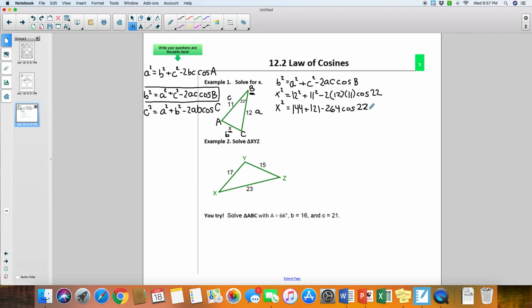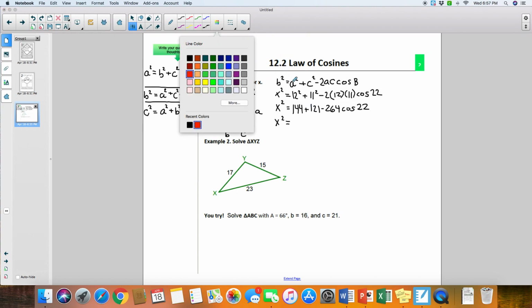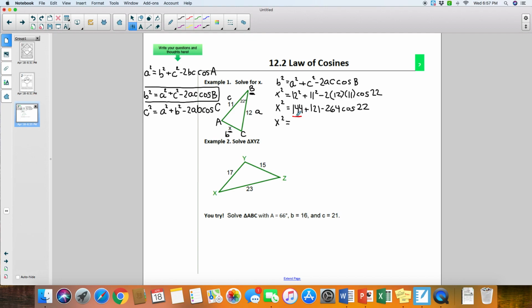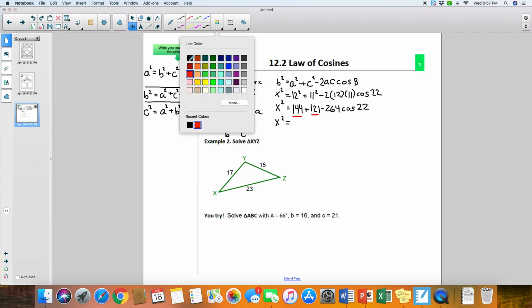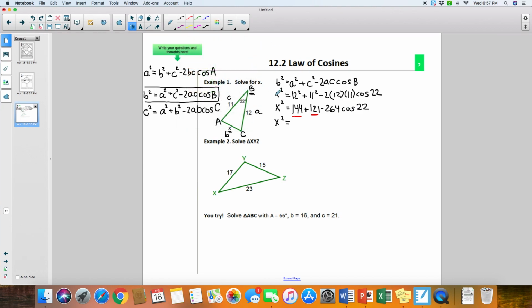And then, of course, that's still times cosine of 22. All right, and then I would just simplify some more. I would combine my like terms. Right now I have 144 and 121 that are alike. I haven't done anything with the cosine of 22 yet. I could have multiplied it all at one time if I wanted to, but I just chose not to. So now I'm going to add 144 and 121, and you get 265.